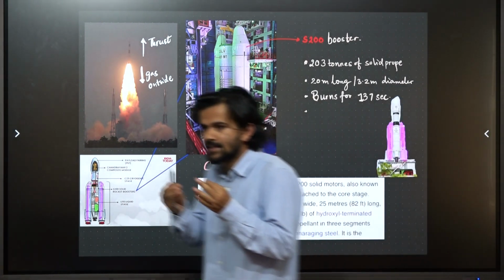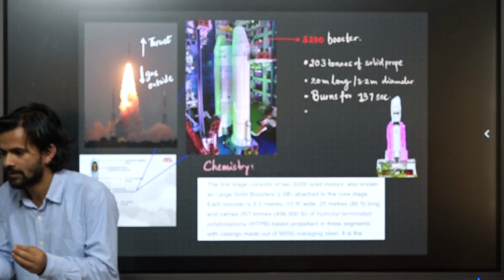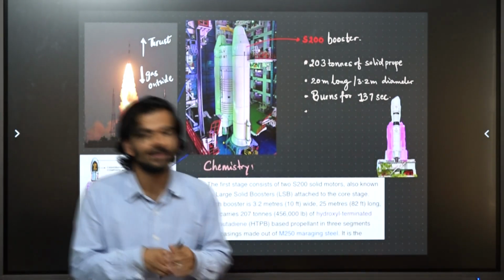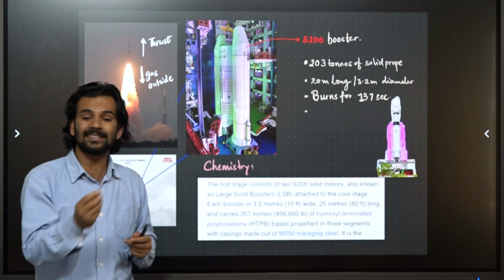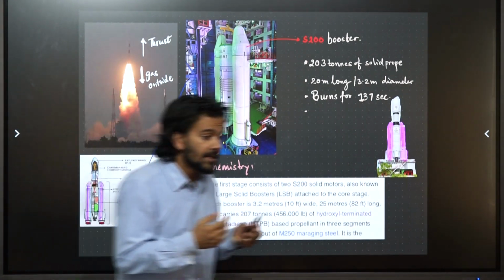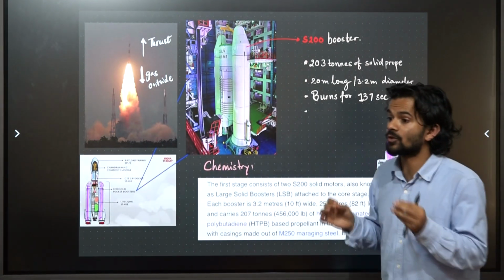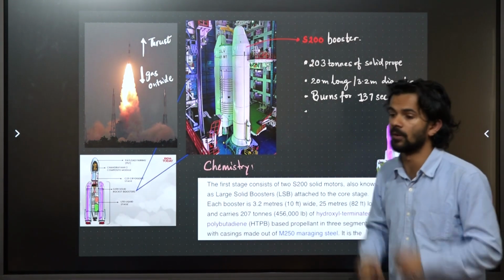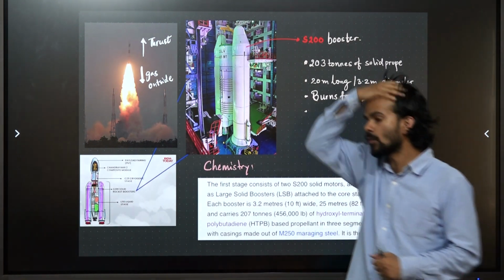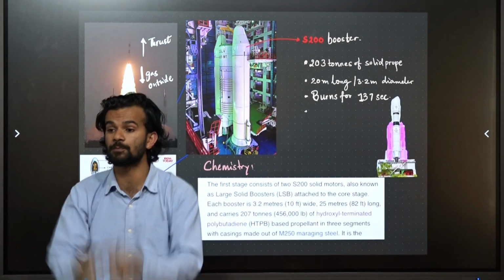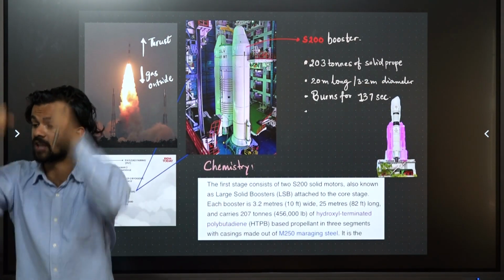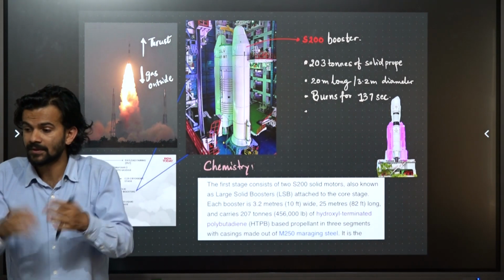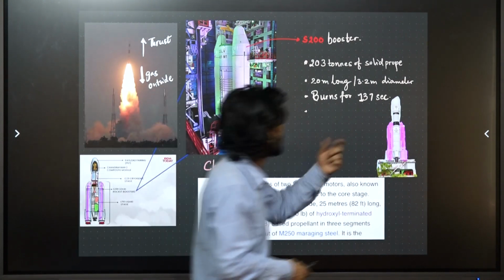As soon as there is fire on these boosters, it burns only for how long? 137 seconds. That's very short. And this is the part which wins against gravity. They are powerful. The gravity is pulling the whole 600 tons downwards. So to push that, these boosters play a very, very important role.